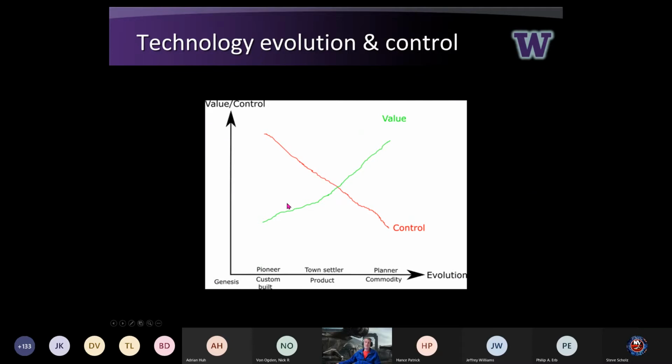And as technologies go through this life cycle evolution, the value that they provide and the control that you have over them changes. When it's a custom built thing, you have a lot of control. That's just the nature of where the technology is in its life cycle. But the value that it provides is a lot less. So I think this is something you have to think about as a technology evolves. You need to rethink how you approach it and what your expectations are.